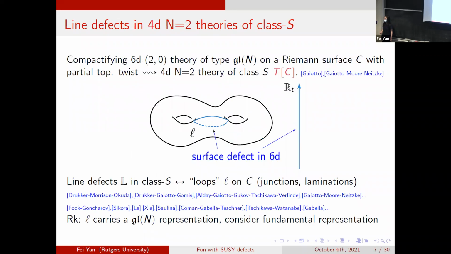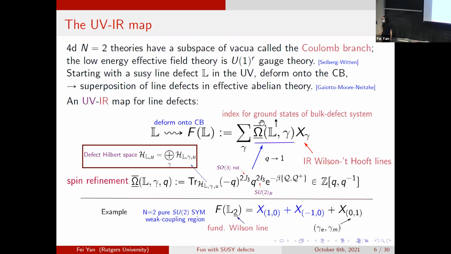And recall that the takeaway point from the last slide is that the line defects L in the UV class S theories correspond to loops on the Riemann surface C.